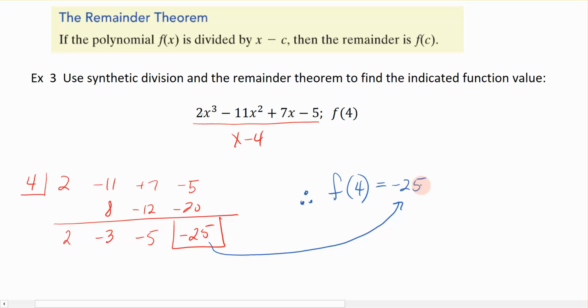In other words, if you go back in, like I said, and you replace x with 4, you're going to get negative 25. And that's how we apply the remainder theorem.